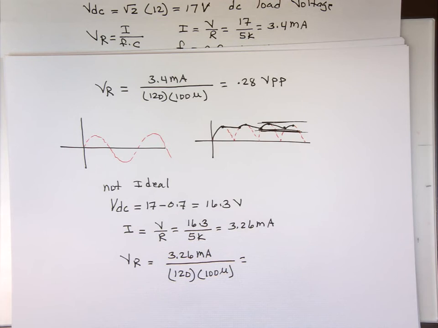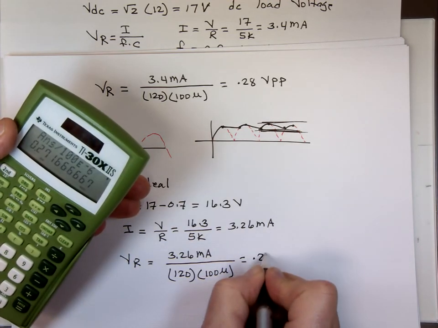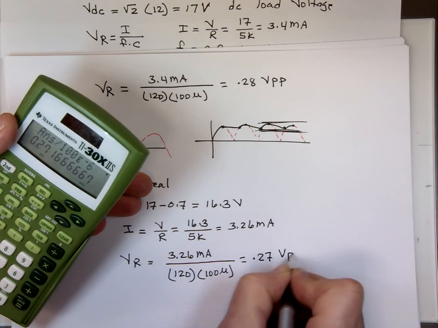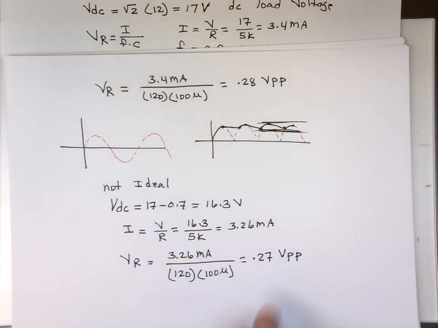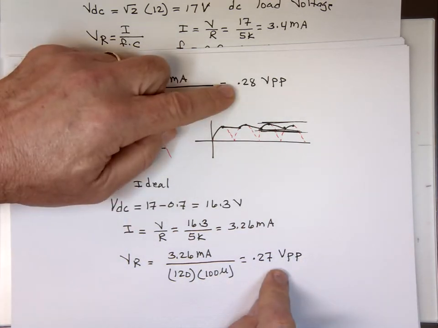I got an error, so let me try it again. 3.26 e to the negative 3 divided by 120 divided by 100 micro, and I got 0.27 volts peak to peak. Notice not much of a difference really between them. 0.28 volts peak to peak, 0.27 volts peak to peak. I can live with that.